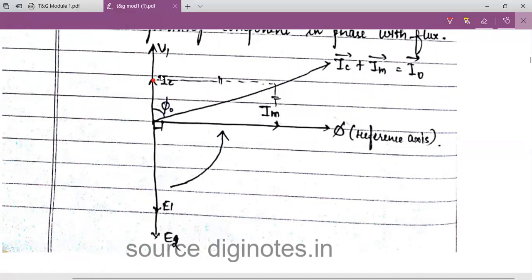No, sir. Just that lagging portion, I'm not getting. Can you explain that, sir? Which one? How will we be getting I naught? IC plus IM. Yes, sir.